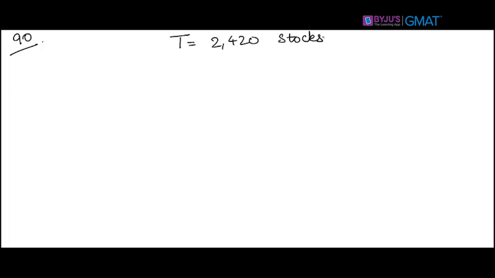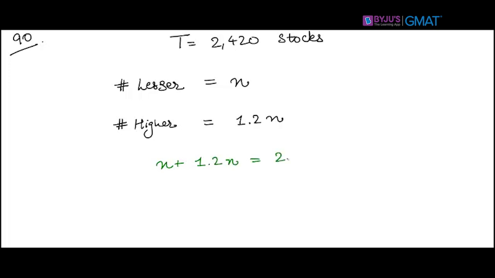And what is the relation given between the number of stocks that closed at a lesser price, let's say n, and the number of stocks that closed at a higher price? It has clearly been given that it's 20% greater than the number of stocks that closed at a lesser price, right? So 20% greater than n would imply 1.2 times n. Clearly n plus 1.2 times n should give you the total number of stocks. If you simplify this, you get 2.2 times n equal to 2420. On further simplification, you will get n as 1100.